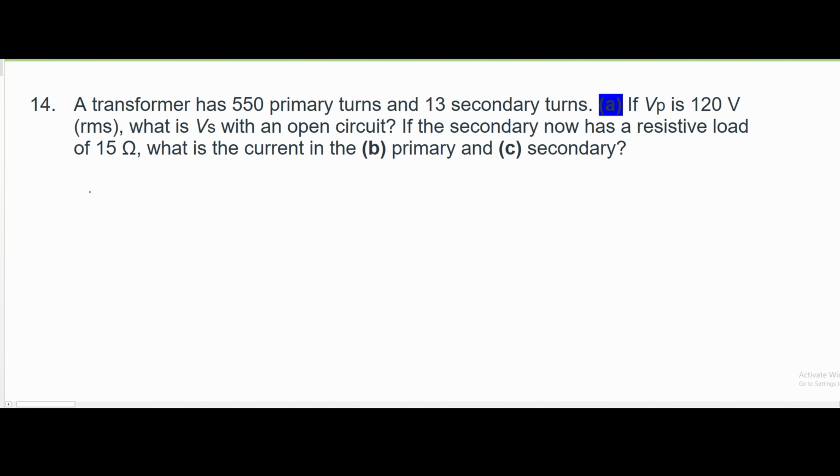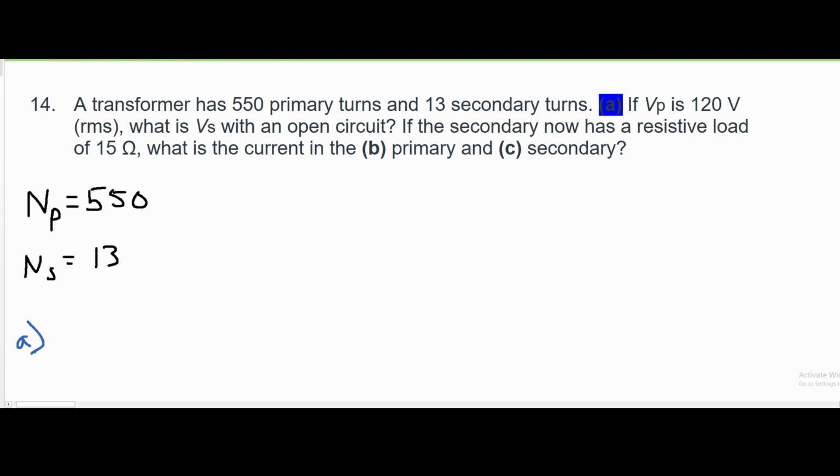If we write down what we have, we can see that we have primary turns, and the number of turns is usually marked as N, but we can have a subscript P for primary. This is going to be 550, and our secondary turns can be N of S, and that'll be 13.